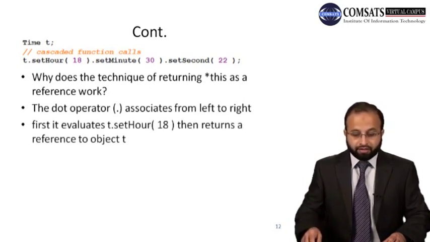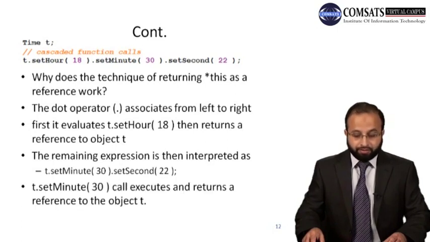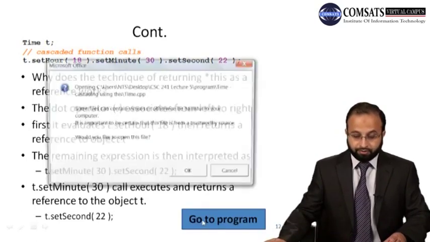First it evaluates t.setHour(18), then returns the reference to the object t. The remaining expression is then interpreted as t.setMinute. The t.setMinute call executes and returns the reference to the object t. Then it will solve t.setSecond(22). Right? Let's go and see the program.